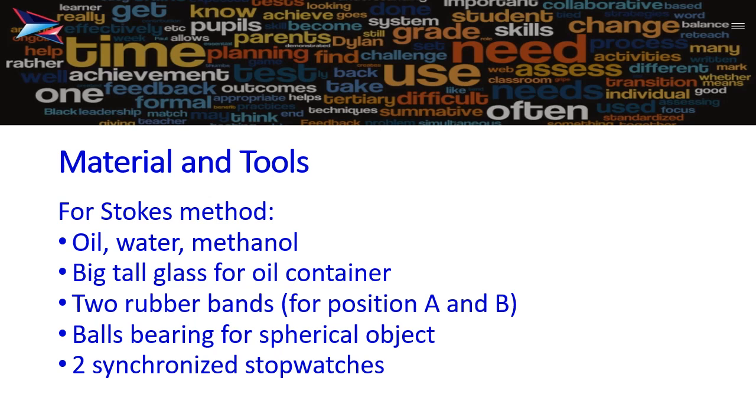The materials and tools that we are going to use in these experiments are, first, for the Stokes method: oil, water, and methanol as the materials, a big tall glass for the oil container, 2 rubber bands for marking the positions A and B, ball bearings as spherical objects, as well as 2 synchronized stopwatches.